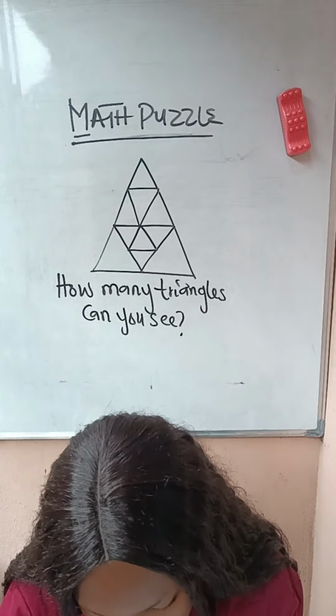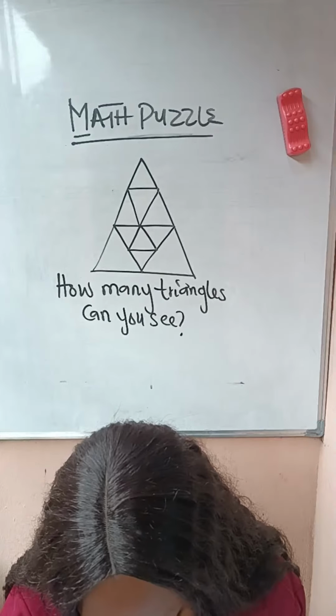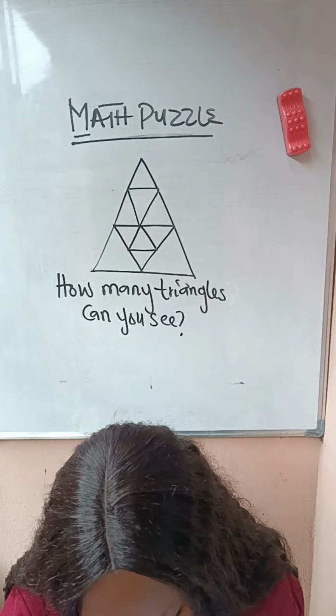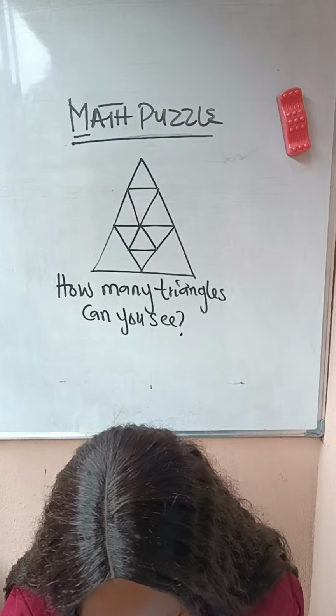Wafu says 13. Vasumat says 11 triangles. Vasumat, are you a math teacher? So Dylan is saying 13.